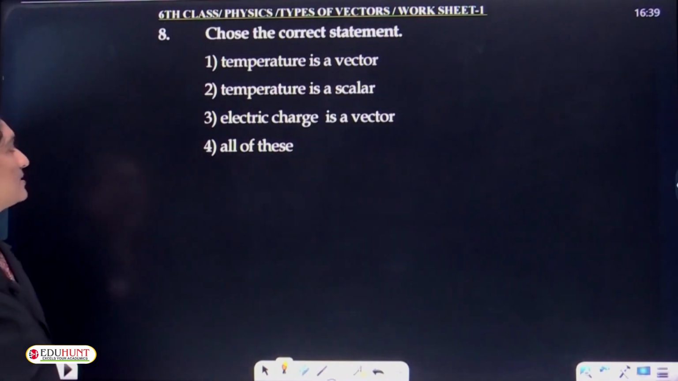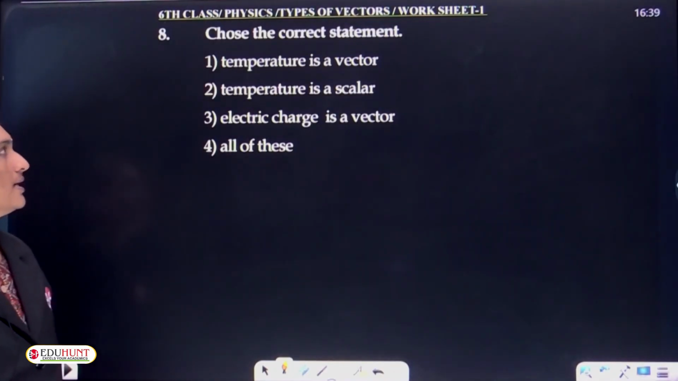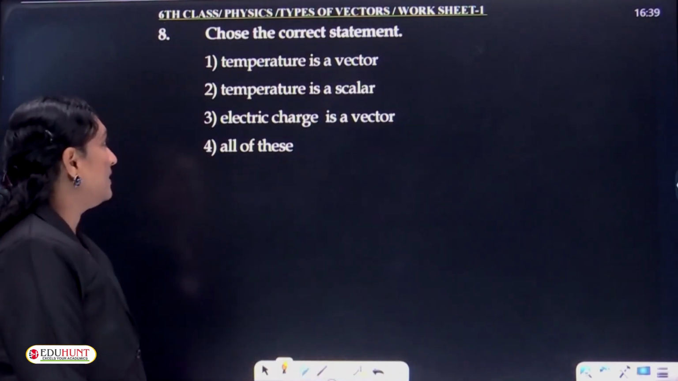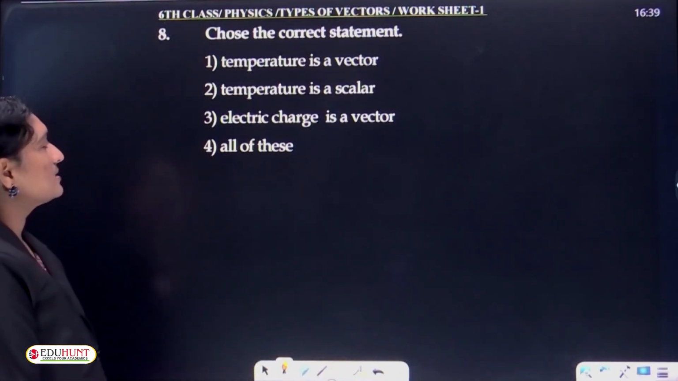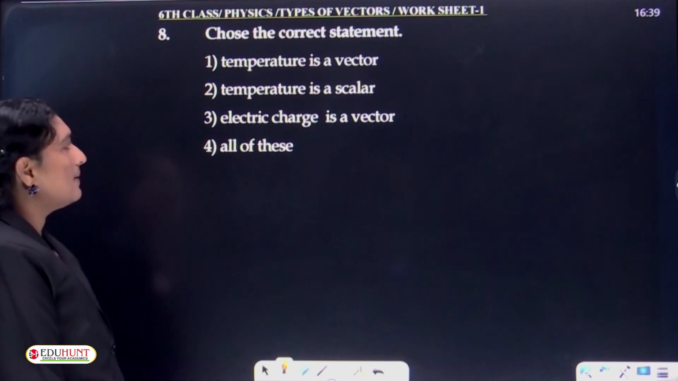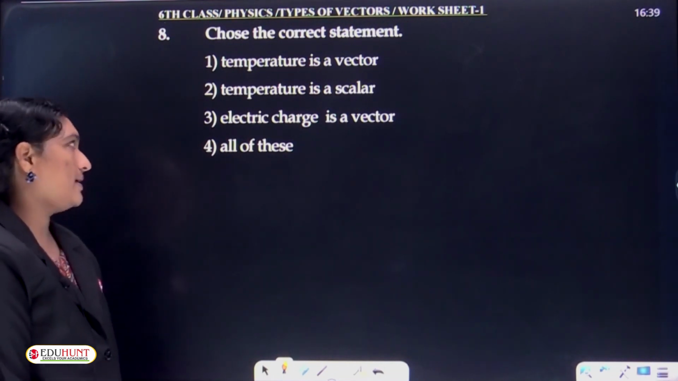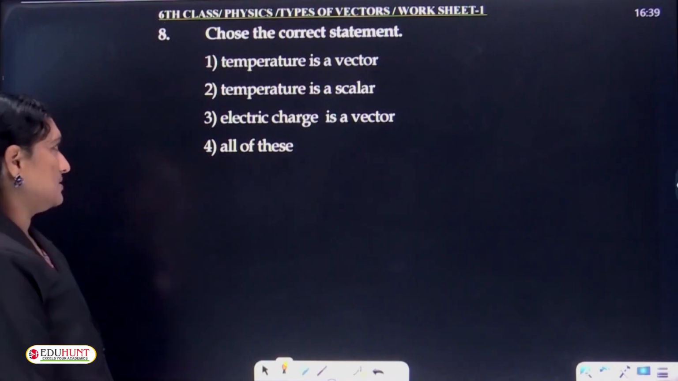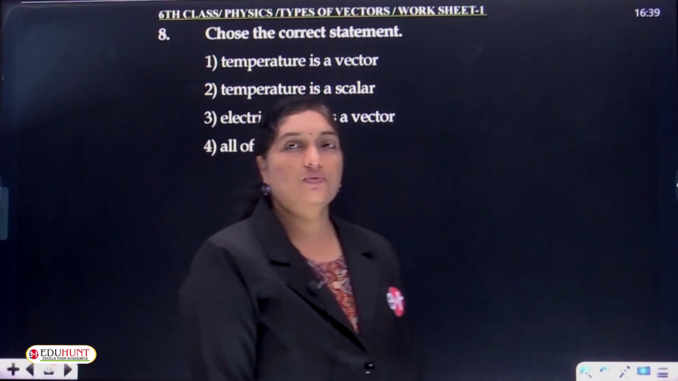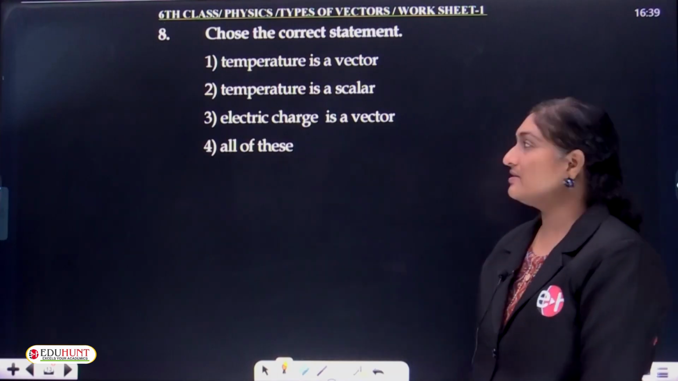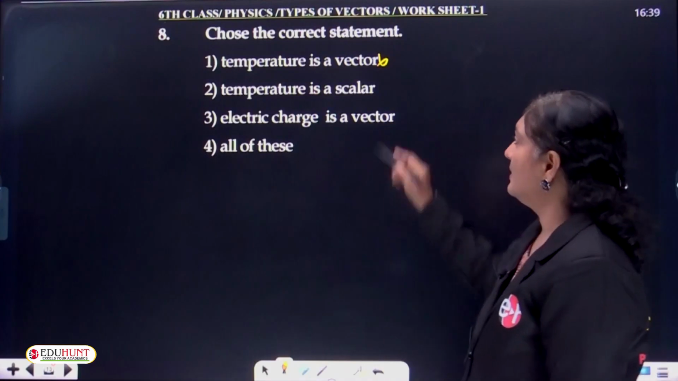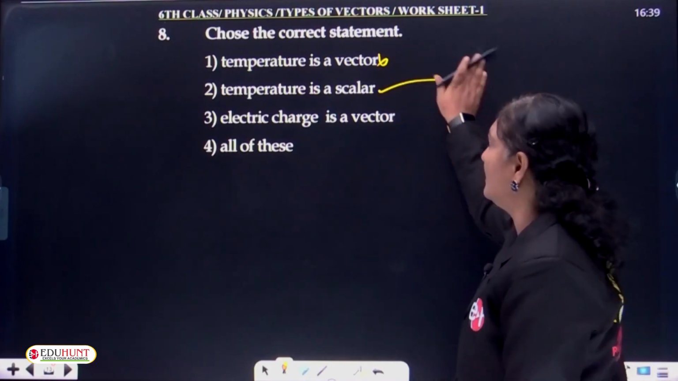Moving ahead with the next question, children. The 8th one, choose the correct statement. So, how to identify the correct statement from this, children? Temperature is a vector quantity. Temperature is a scalar quantity. Electric charge is a vector, and all of this. Yes, children, as we have discussed, temperature has no specific direction, so temperature must be a scalar quantity but not a vector. Yes, temperature is a scalar quantity.